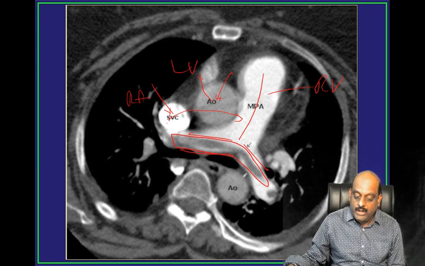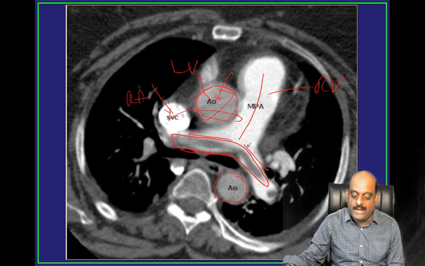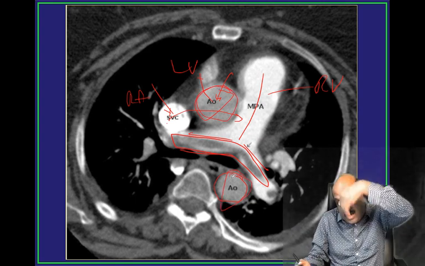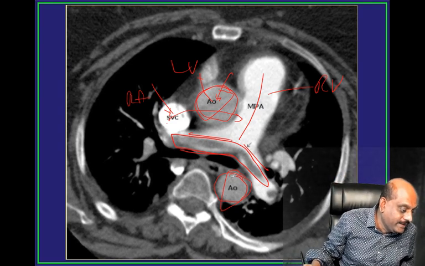So typically aorta is what? Arch of aorta, one aorta in an arch, right? Ascending and descending aorta. That is what you need to basically try for.